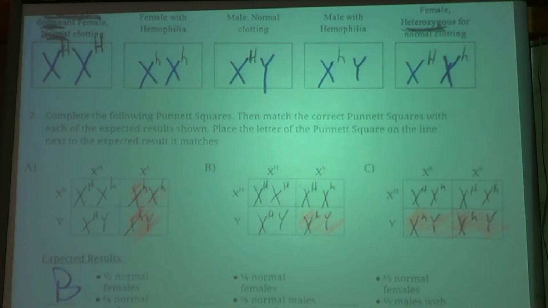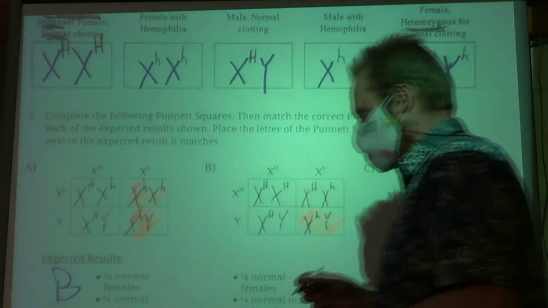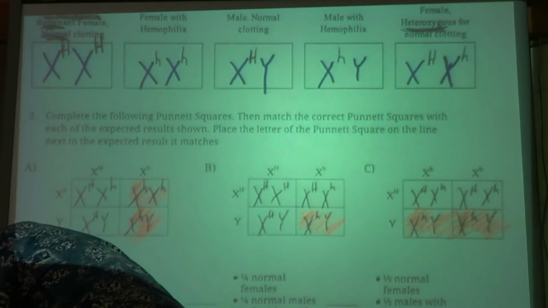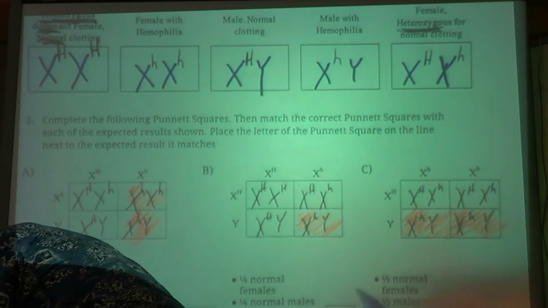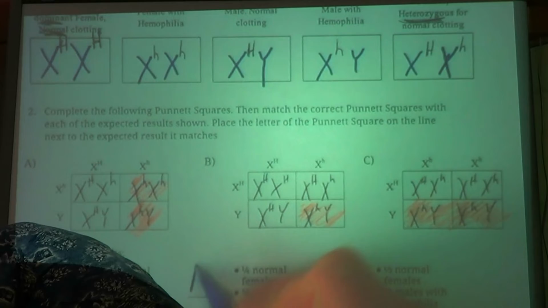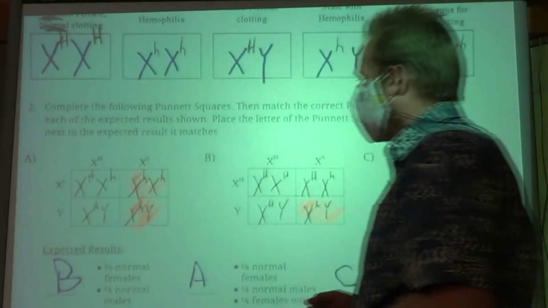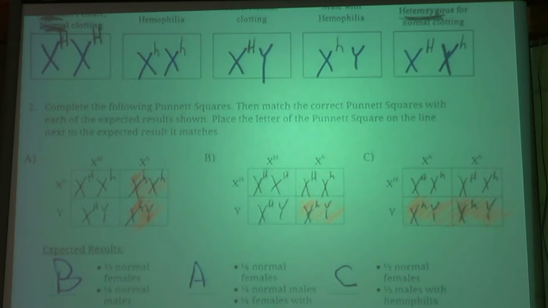Which Punnett square goes with that description? B, A, C, correct, I think, right? A and then C, is that correct? Okay. So that's the idea of this.